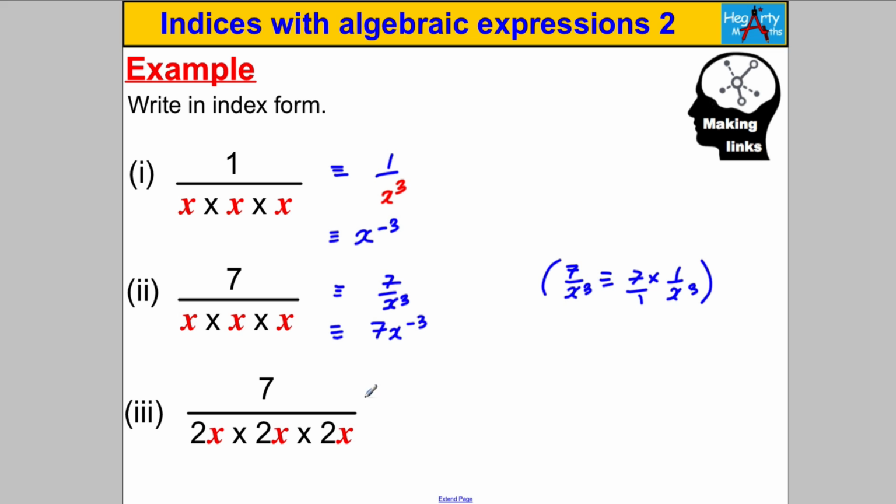And what about this last one here? Well, just like above, the 7 will end up being here. What are we raising to the power of negative 3? Not x, but 2x to the negative 3. And that would be the answer for that one.